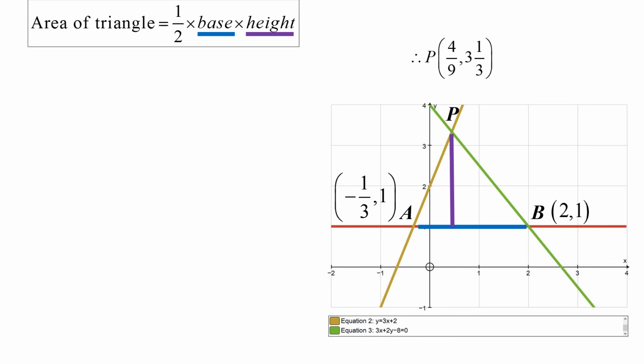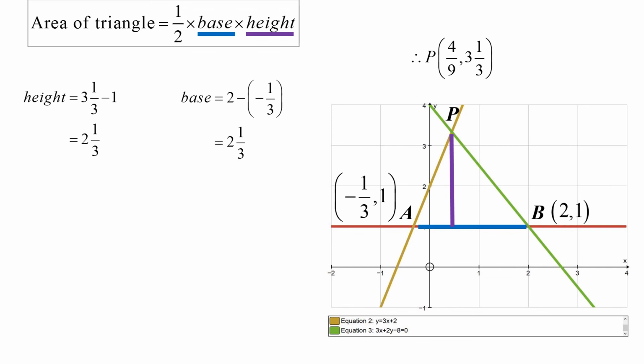So now back to our formula. Area of triangle is half times base times height. I've indicated on the diagram the blue part being the base, which is the distance between the points A and B, and the height should be perpendicular to the base as shown in purple, and it should be a vertical line going from the blue line upwards to P. We will use the coordinates of P to help us find the height. To find the height, we use the y coordinate of P, which is 3 and 1/3, subtract the red line, which is y equals to 1, to find the purple distance, and we will get 2 and 1/3.